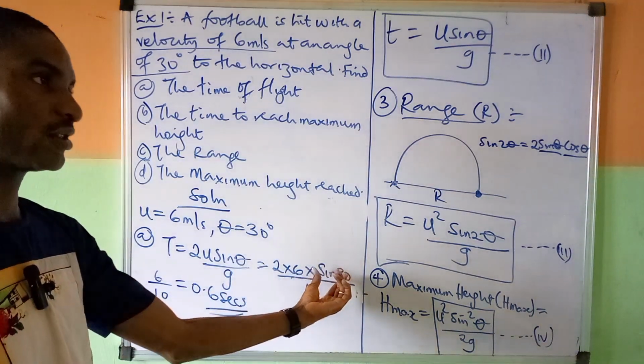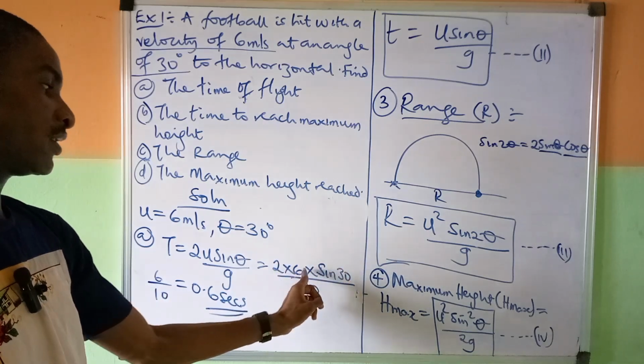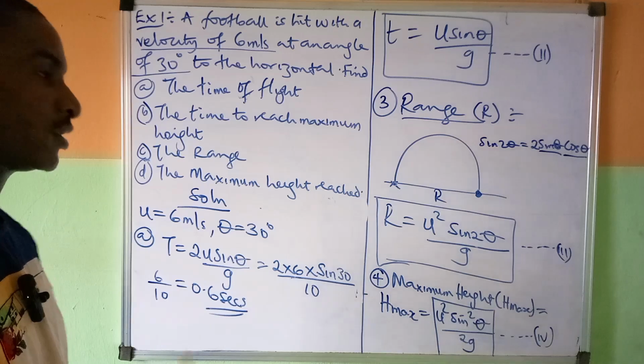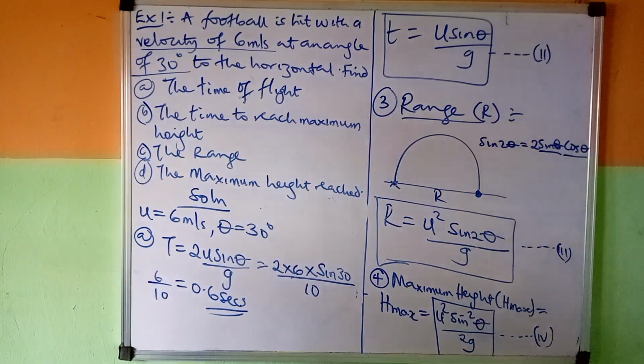Take that again: sine 30 is 0.5, which is half. So 2 times 6 is 12, times half. That is 6. 6 divided by 10 is 0.6 seconds. That is the time of flight.